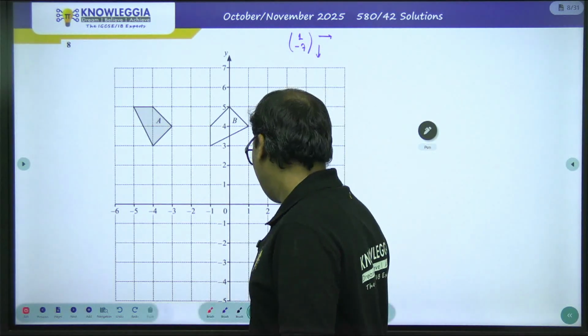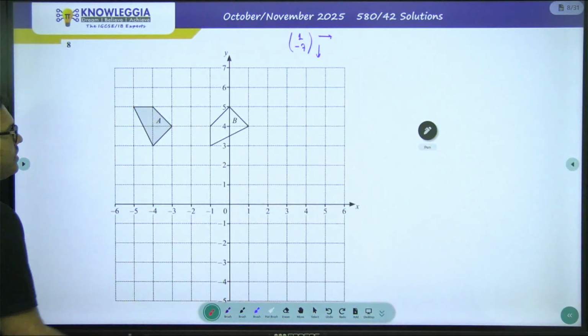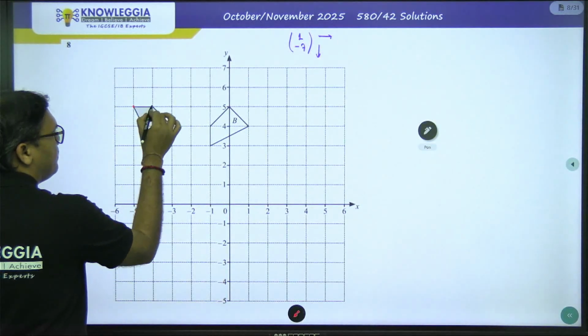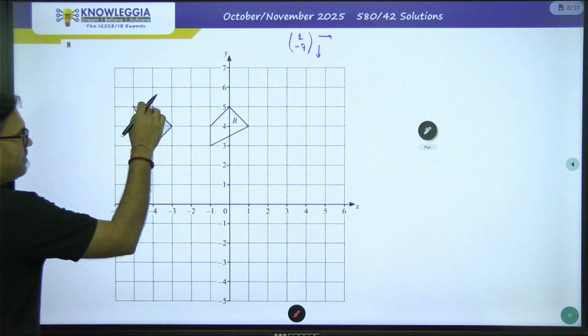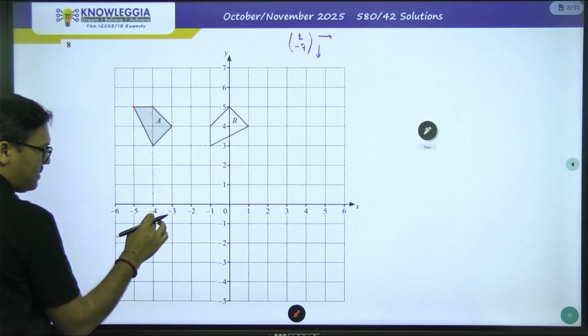So you can see if I move this A 1 unit right, this point will shift here, and 7 units down. That is 1, 2, 3, 4, 5, 6, 7.